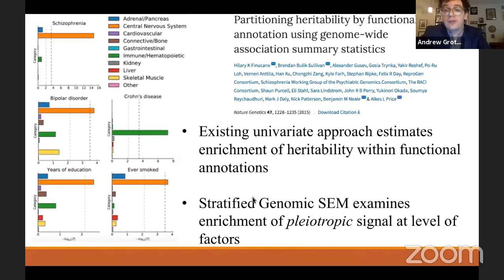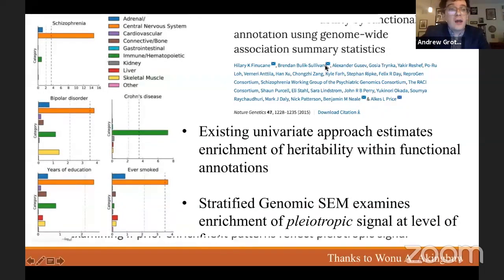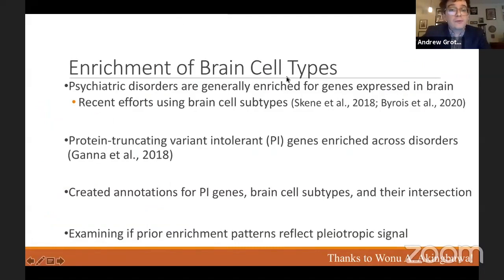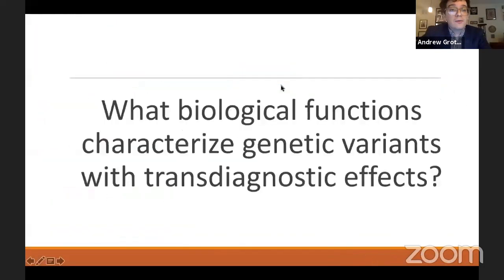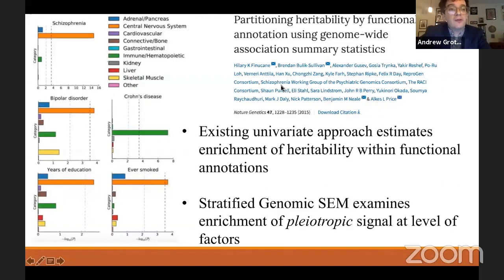within functional annotations, one of the main ones being stratified LD score regression, which is introduced in this Nature Genetics paper in 2015, where they show that schizophrenia and bipolar disorder, like you'd expect, are highly enriched within the central nervous system, shown in orange. And what stratified genomic SEM does is extend this to the multivariate case, so we can examine enrichment of pleiotropic signal at the level of, say, the psychiatric factors that I've showed you here.